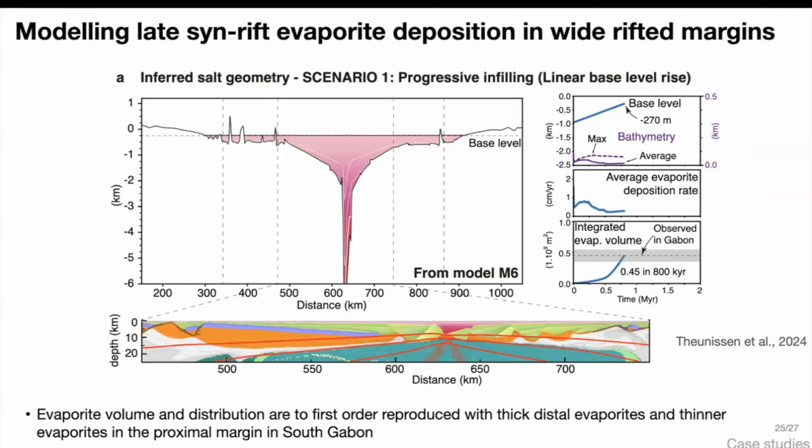And if you do so, we have tested many scenarios, but I only show one in that case. You can see on the top right, we start from a low base level and we raise it at a constant rate. The timing is not really important because this can be changed. It is just a rate based on some observation, but this could be scaled. But what is important is that it stopped after 800,000 years, and it reached the observed integrated evaporite volumes. What we also see is that it reproduces the thick distal evaporite that we observed in this system, but also the thin evaporite that we observed in the proximal domain.